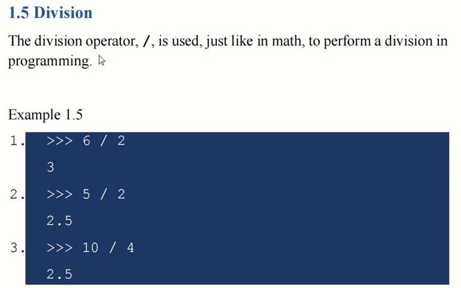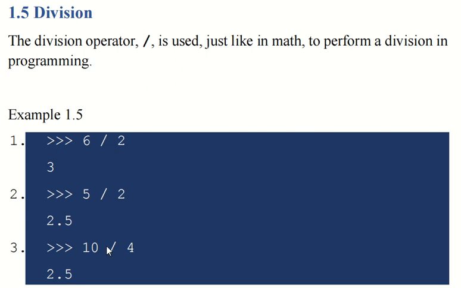Okay, this is the division operator in Python. The division operator is what we use to perform division in Python, and it is represented with the forward slash symbol. As you can see, this is the forward slash symbol. It is what we use to perform division.